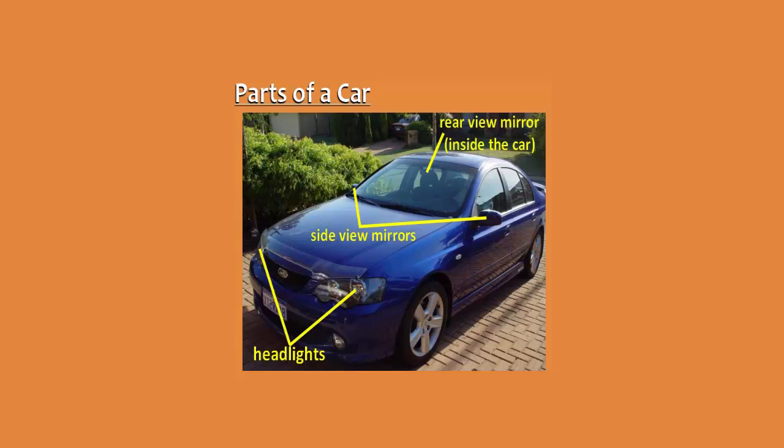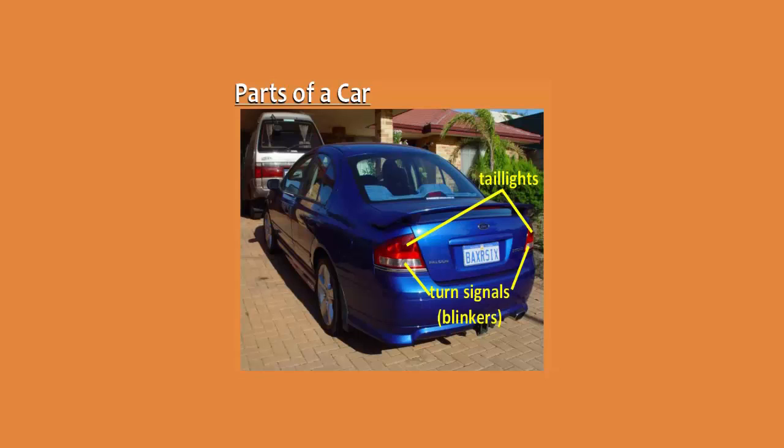A car has 3 different types of lights. Headlights are the strong white lights on the front of a car. Tail lights are the red lights on the back of a car. And turn signals or blinkers are on both the front and the back. They are usually yellow or white, and you use them to indicate when you are going to turn.